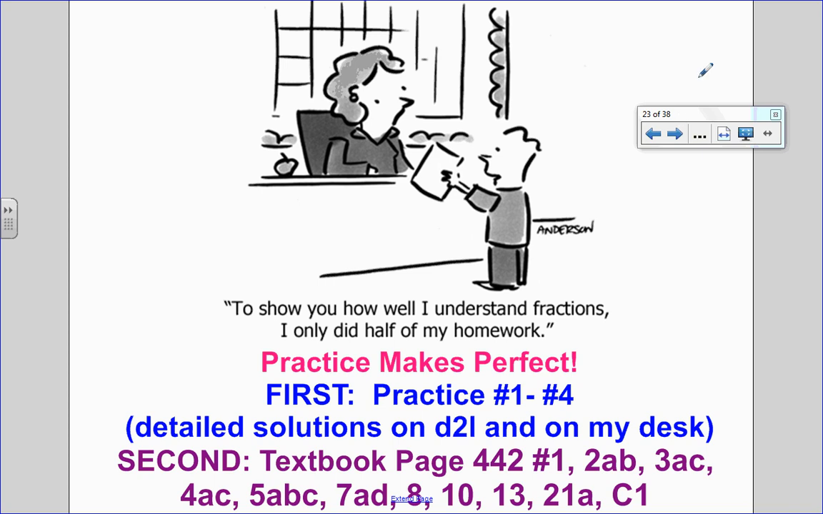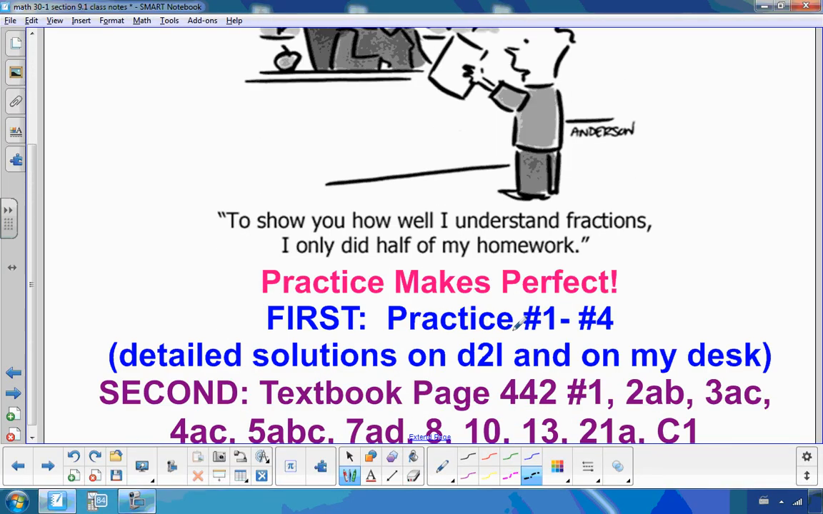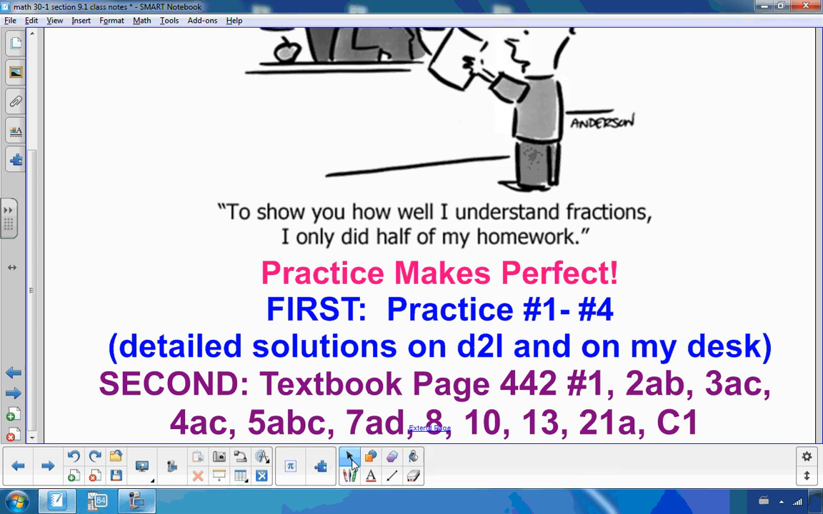So let's do practice questions 1 to 4 first, and then you can move on to the textbook questions. I know this lesson was a little bit longer, but the second part to this lesson will be shorter because we've done a lot of the preliminary underground work.